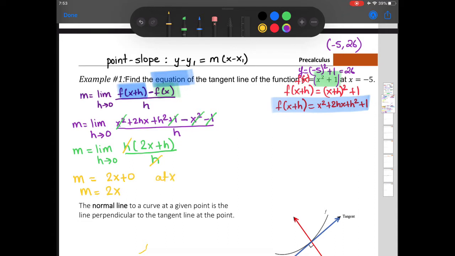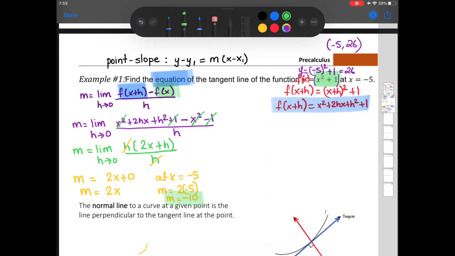At x equals -5, I want to find the slope at x equals -5. So I'm going to substitute -5 in for x. I get my slope to be -10. So that is my slope. That's my slope, -10. But I'm not done. I need to write the equation.